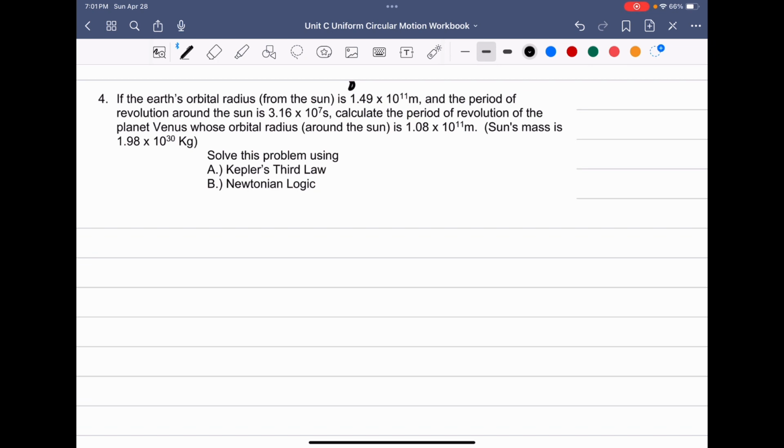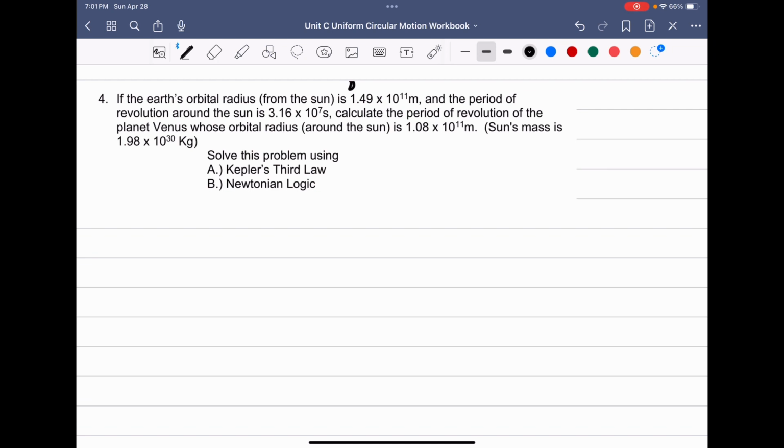Kepler's third law logic is going to involve the Kepler constant for objects moving around the sun. So here's the situation. If Earth's orbital radius from the sun is 1.49 times 10 to the 11, and the period of that revolution around the sun is 3.16 times 10 to the 7, both of them would be given to you. Calculate the period of revolution of the planet Venus, whose orbital radius around the sun is 1.08 times 10 to the 11. The sun's mass is 1.98 times 10 to the 30.